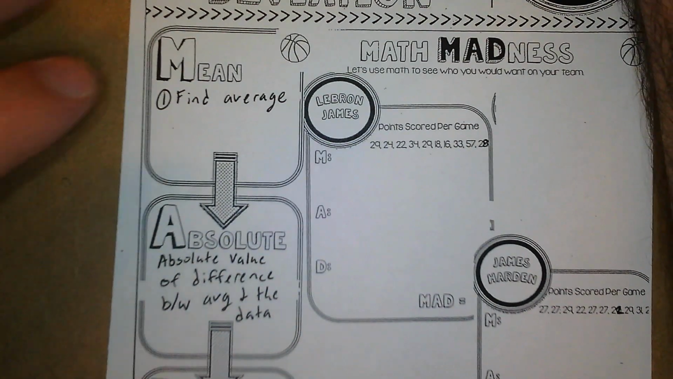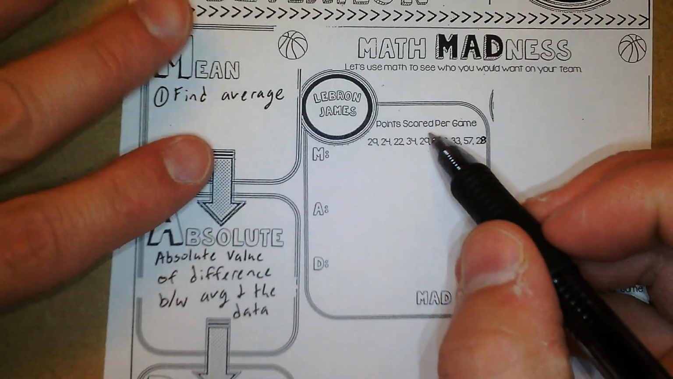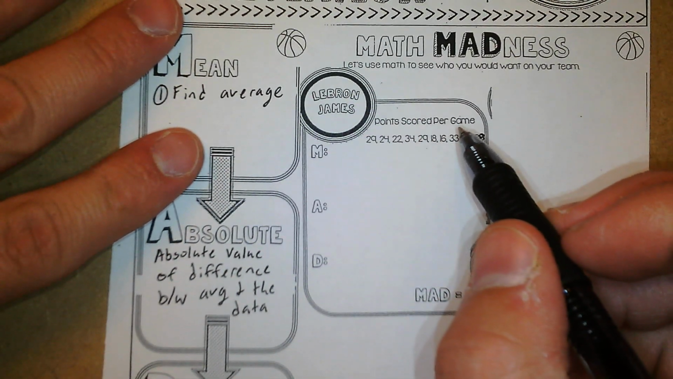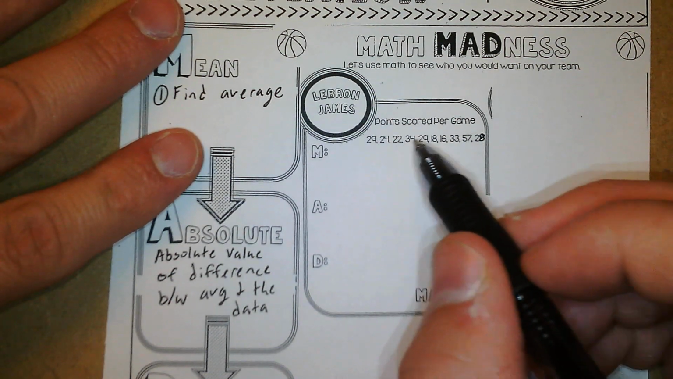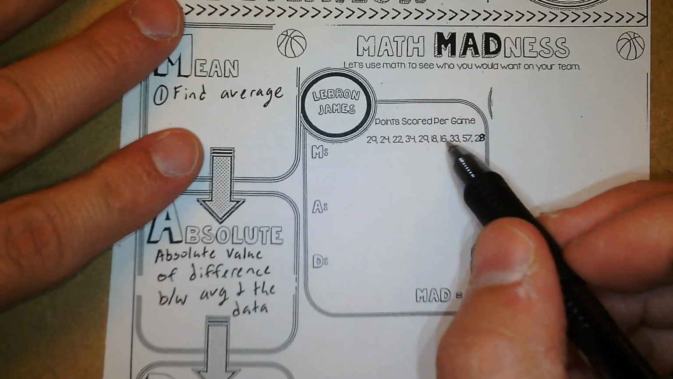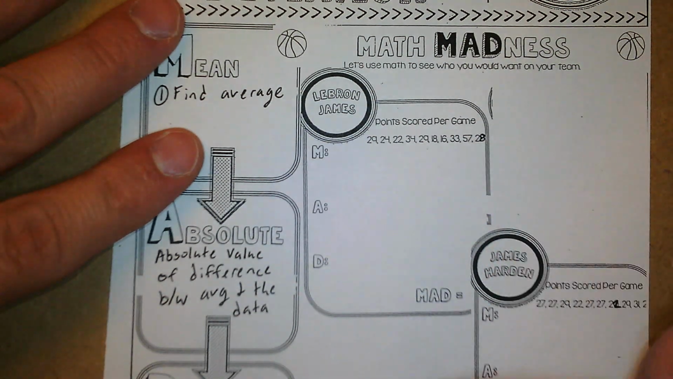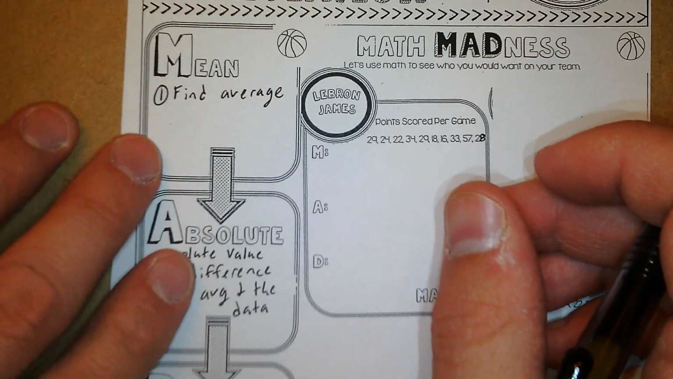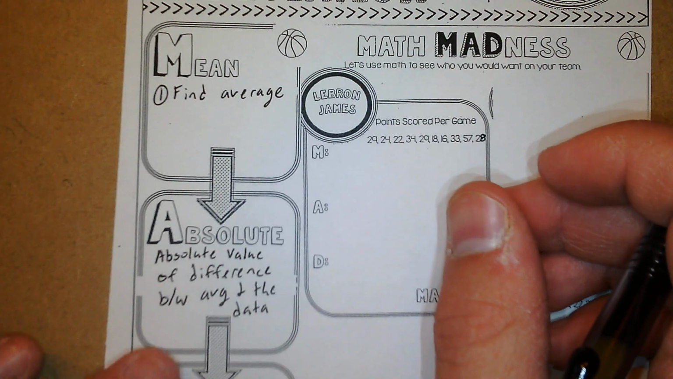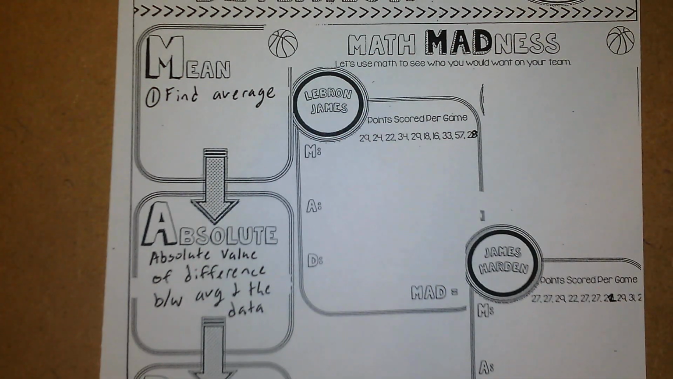We're going to look at two players, LeBron James and James Harden. The first one is LeBron James. We have the points he scores per game: 29, 24, 22, 34, 29, 18, 16, 33, 57, and 28. Now we have to find the average. We take all the numbers, add them up, count how many numbers we have, and then divide.